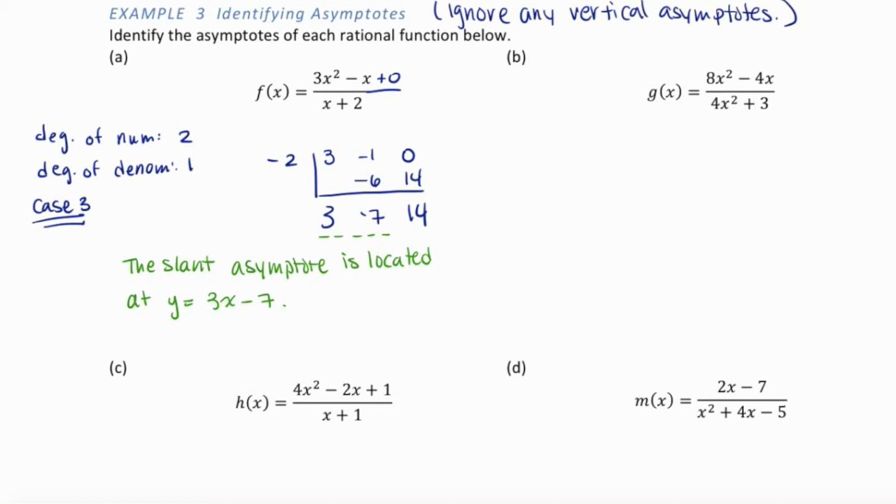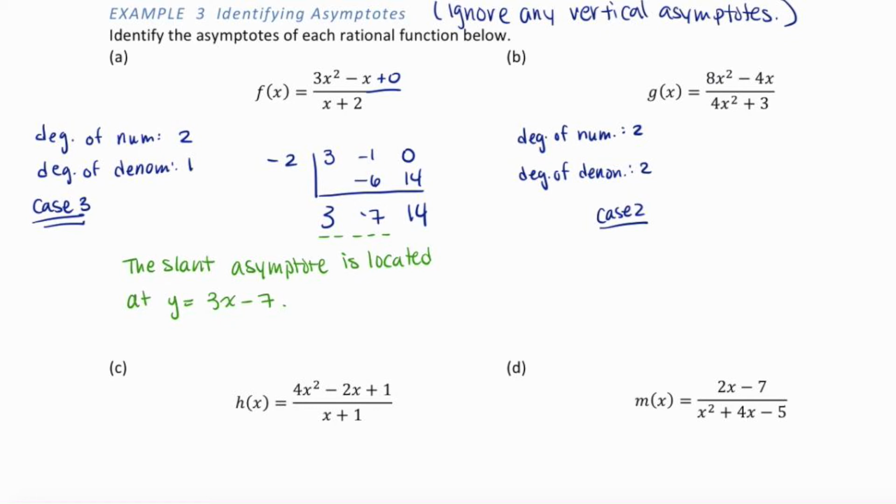Let's look at example B. We have g of x equals (8x squared minus 4x) divided by (4x squared plus 3). The degree of the numerator is 2. The degree of the denominator is also 2. Which case are we in right now? If you said case 2, you're correct.